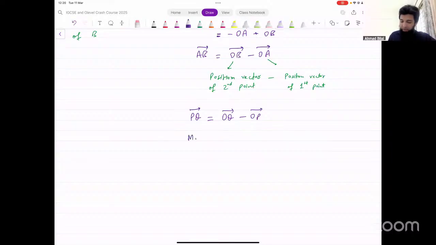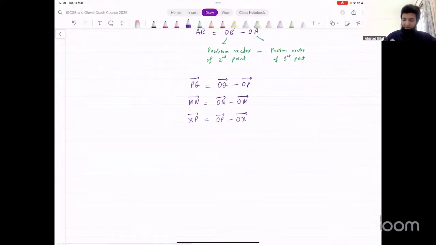If you had MN, what would that be? ON minus OM. Okay. If you had XP, for instance, what would that be? OP minus OX. So any vector can be written in terms of the position vectors of the points that that vector is made up of. All right. I hope that makes sense.